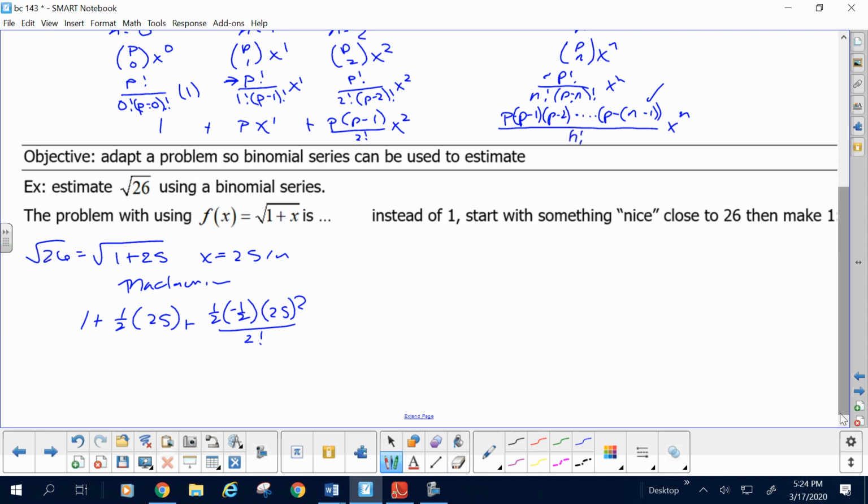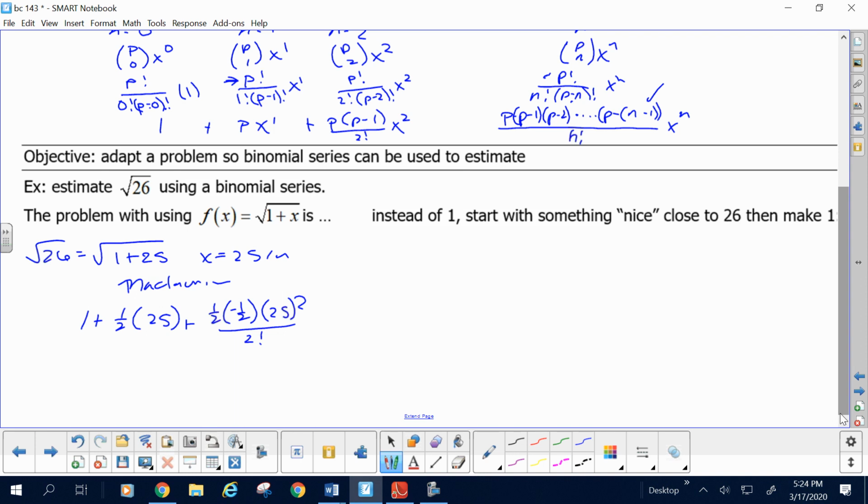Now, you can see the big deal with 25 is it's so big that it's going to take forever before I start to see these converge, and it's going to be forever before the factorials eventually catch up and overcome the 25 to bigger and bigger powers. So it's going to converge, but so slow. It makes estimating it really poor and terrible.